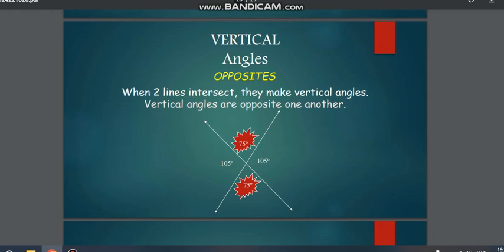We also have vertical angles. Look at the picture: when two lines intersect, they make vertical angles. Vertical angles are opposite one another. For example, a 75-degree angle is opposite to another 75-degree angle, and they are vertical angles to each other. Or 105 degrees and 105 degrees on the right.